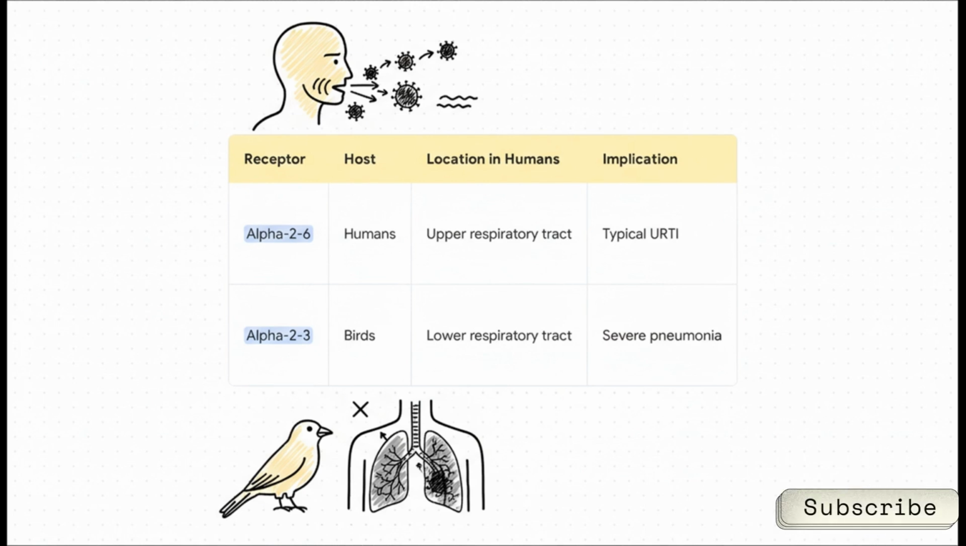We don't have many of those up top, but we do have some deep down in our lungs. That explains 2 things. 1, why it's pretty rare for humans to get bird flu, but 2, why if we do get it, it can cause a really severe, deep pneumonia. It's hitting us where it hurts.